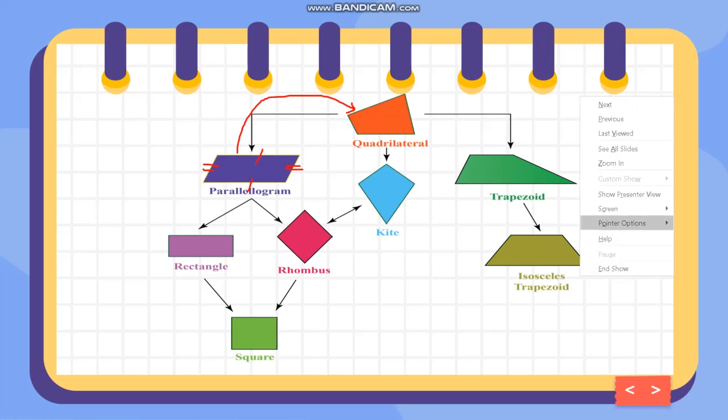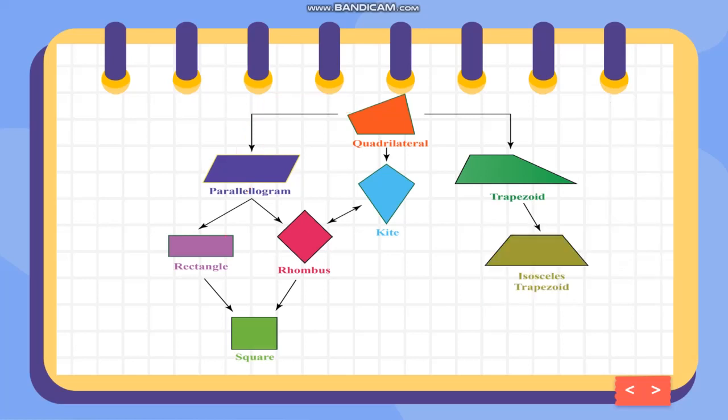Now, let's proceed to a rectangle. A rectangle has 4 right angles. Is a rectangle also a parallelogram? Yes. Why? Because a parallelogram has 2 pairs of parallel sides, and a rectangle has 2 pairs of parallel sides, this is the first pair and the second pair. Is a rectangle also a quadrilateral? Yes, because there are 4 sides and 4 angles. So a rectangle is a parallelogram and a quadrilateral.